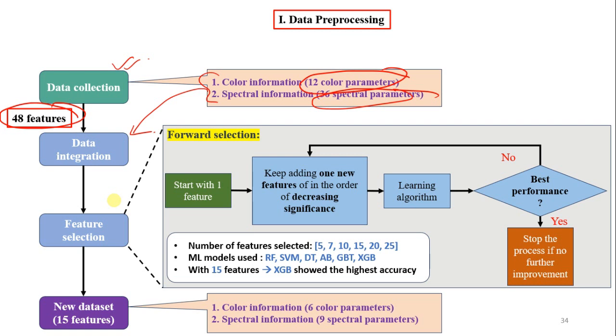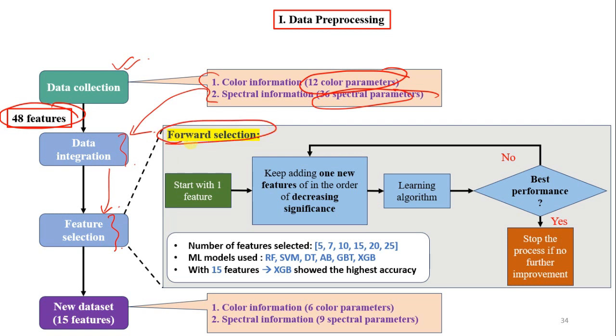So there is this data integration, where we combine the color and the spectral information. Then after that we need to reduce the feature set, which is called dimension reduction. The dimension reduction is done by a feature selection method. In the feature selection method we used the forward selection method. There is also a backward selection method.